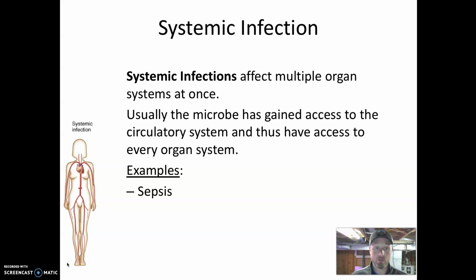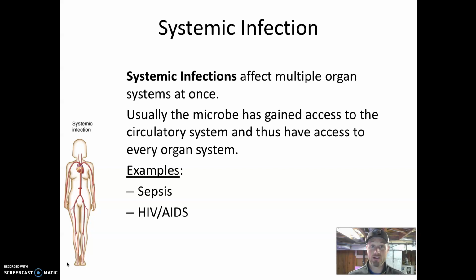Well, one particularly common one is called sepsis. So in sepsis, bacteria are growing in the blood. They're gaining access to all sorts of organ systems. This can be a really dangerous kind of infection. And so sepsis is a really common systemic infection. HIV/AIDS is another systemic infection.